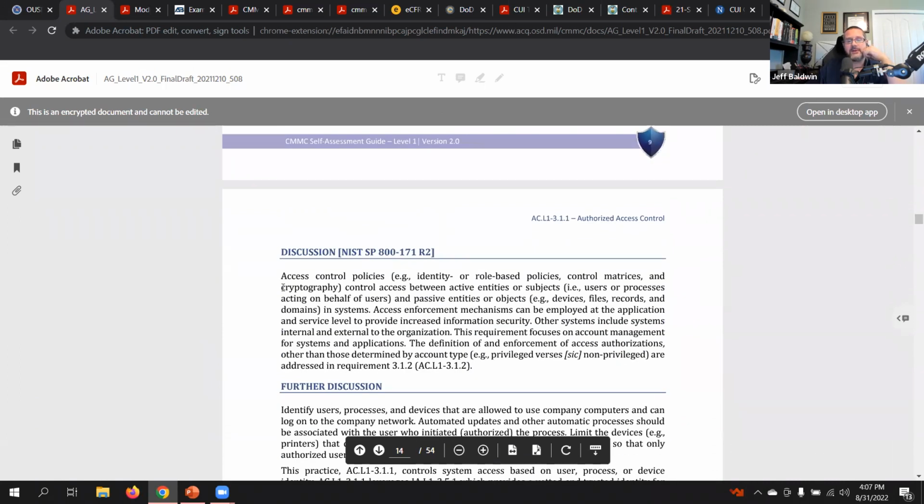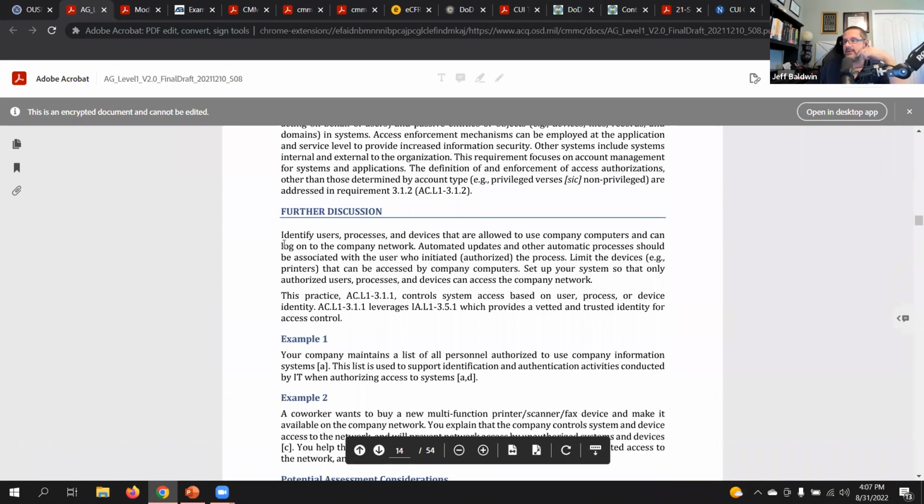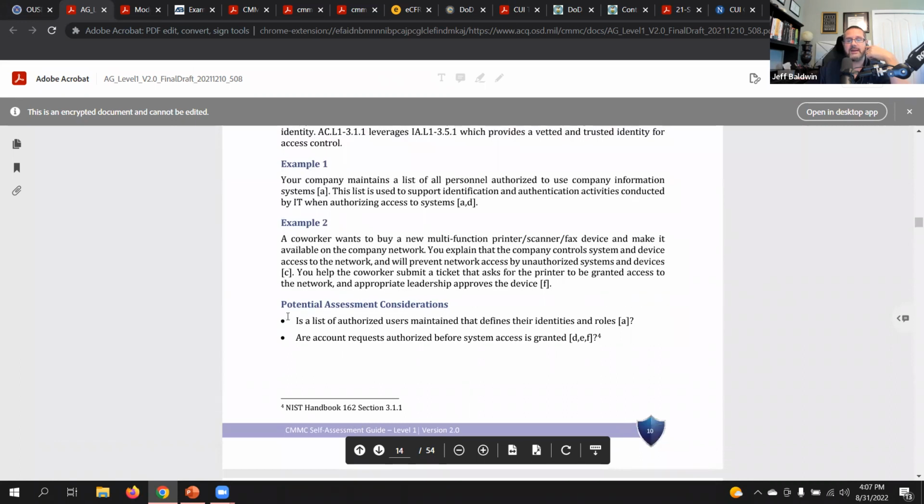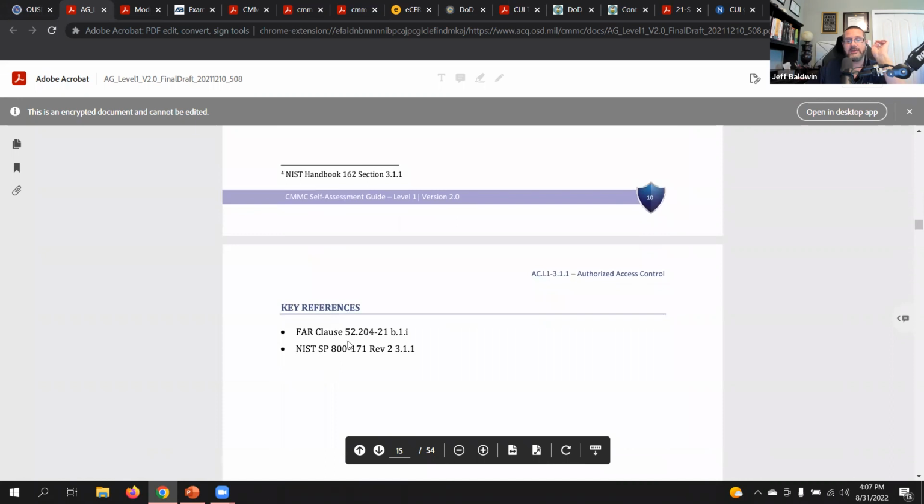So when you get into discussion, this is still from 800-171, so it's copy pasted over, and they added in the numbering to other requirements there. But then the further discussion is unique to the assessment guide. This does not exist in 800-171, so it gives you some additional guidance on some of these practices. And then it gives you some examples, and then it gives you potential assessment considerations.